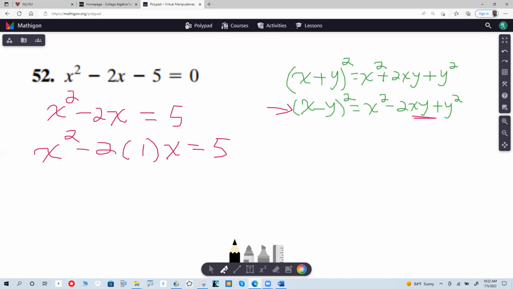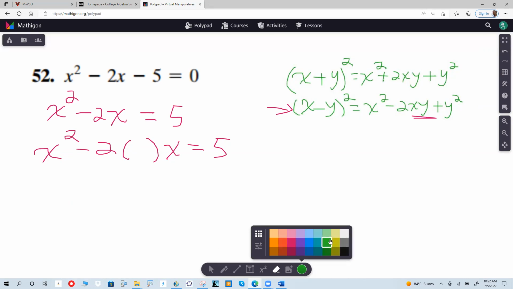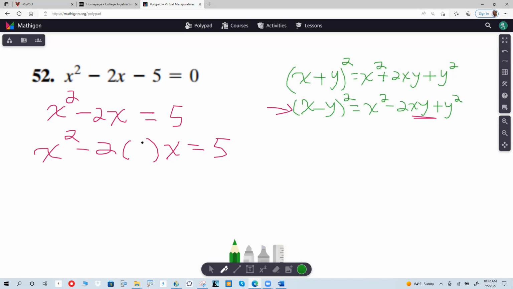All right, almost there. Now you're going to take this and let's change the color. Let's call this the green one. This green one is very important, guys. You're going to be adding the square of this parenthetical green number. Here it is 1. In the previous problem, it was something else, doesn't matter. You're going to be adding the square of that to both sides.